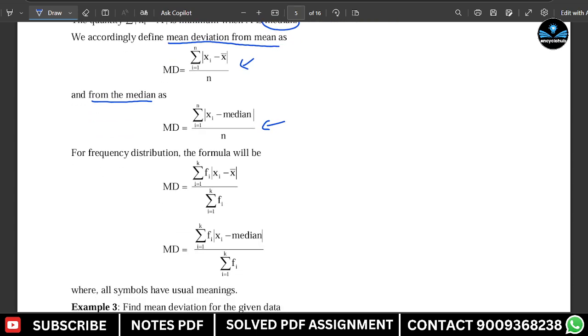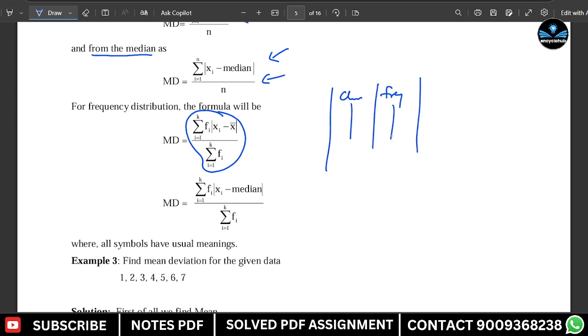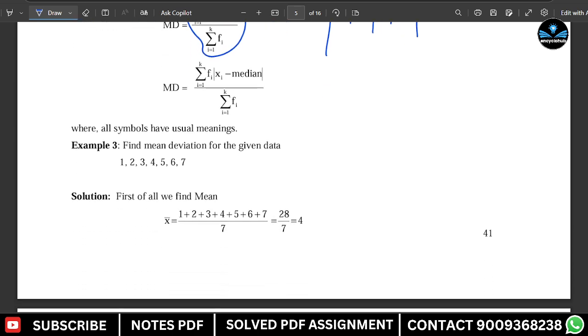And for a frequency distribution, it looks like this, because in this one we are not using frequency, but in this one we are using the frequencies. Suppose that we have a class interval and the frequency, in this one we use the mean deviation for frequency formula. Right now we are finding the value.